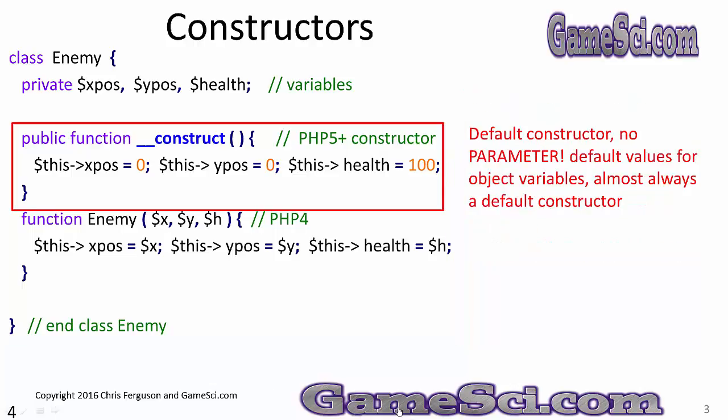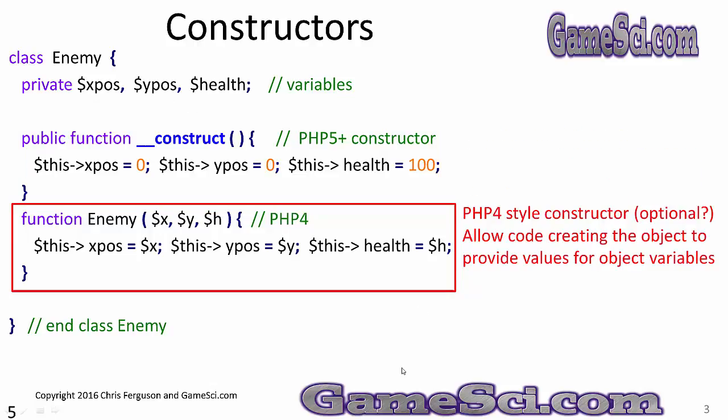This is sometimes called the default constructor, the constructor with no parameters. Default values, put default values in object variables. I don't want to say almost always, but quite often that's what you do. You build a default constructor that puts default values in there. All this is saying is all new enemy objects that are built are going to be at coordinate 0, 0 on the screen and have the value of 100. This code might do more than just this, but that's primarily what a default constructor does, put default values into global variables.